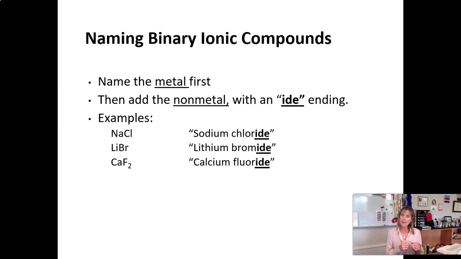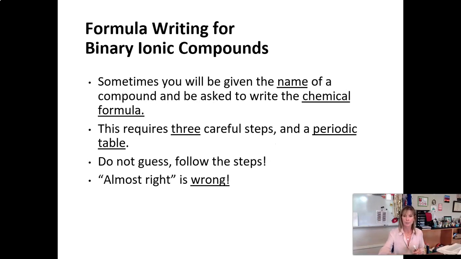The way that you name a binary compound is you write the whole entire name of the metal first. Then you find the nonmetal. You write its name, but you take the ending off of it and you add IDE. So NaCl would be sodium chloride, not sodium chlorine, sodium chloride. LiBr, lithium bromide. Change the ending to IDE. That last one, calcium fluoride. Only the end of the nonmetal gets changed, and it gets changed to IDE.